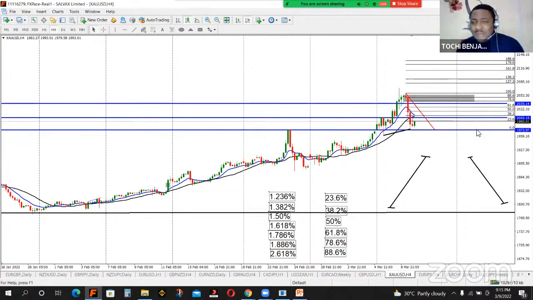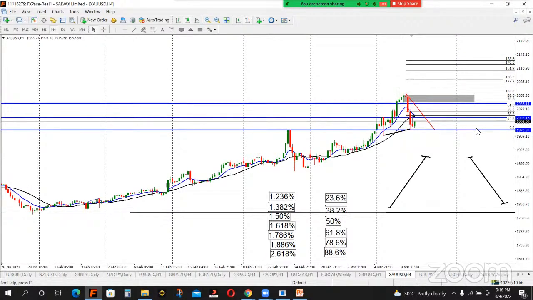I don't know, is my chart clear? Hello? Can you guys see it?